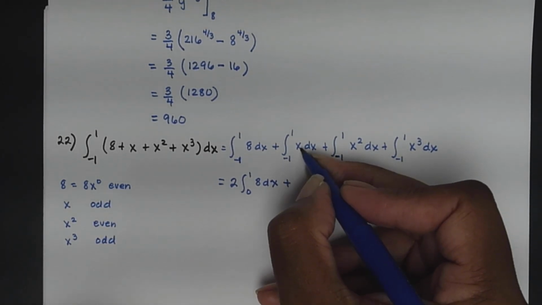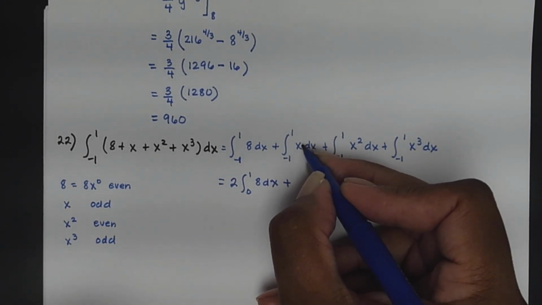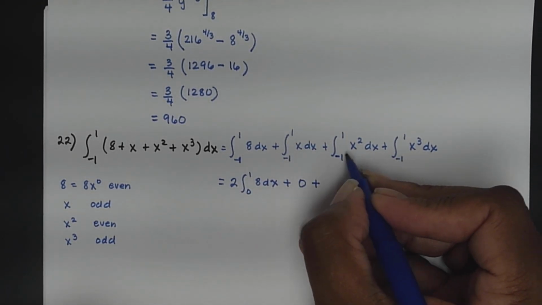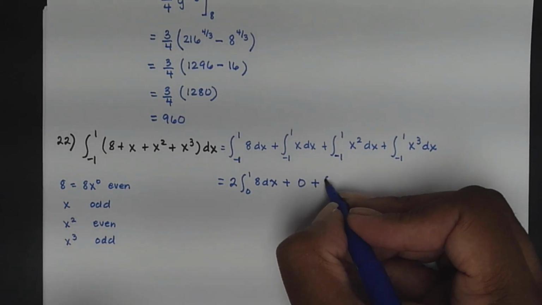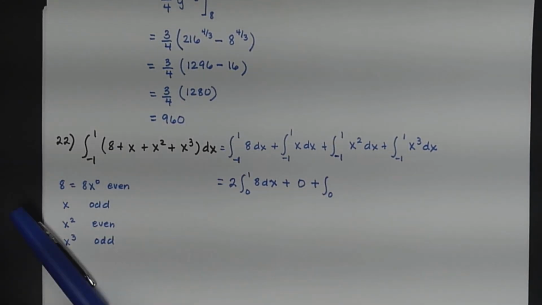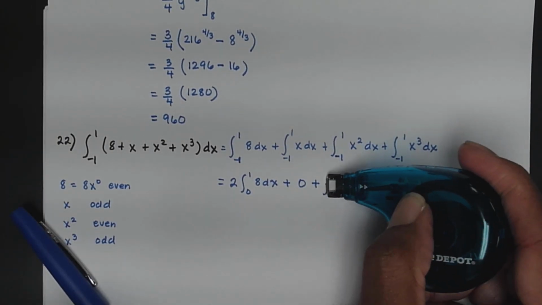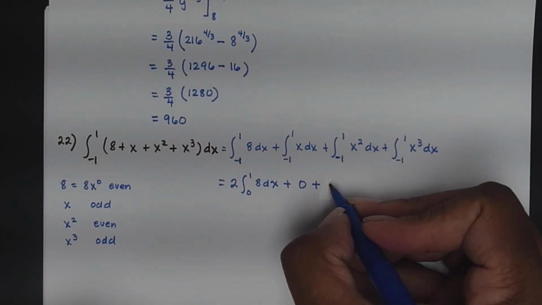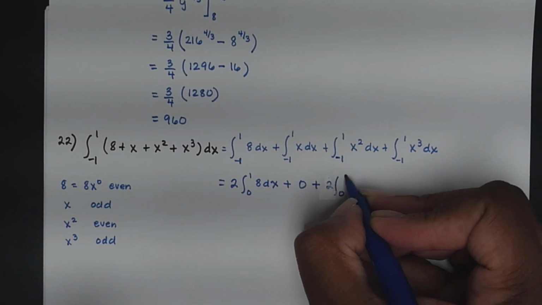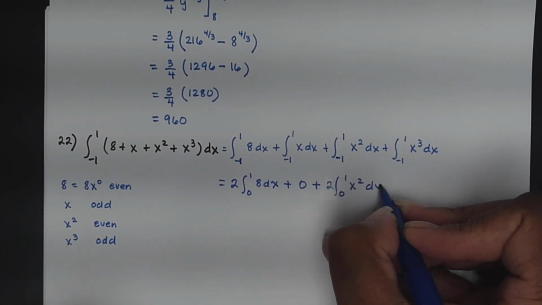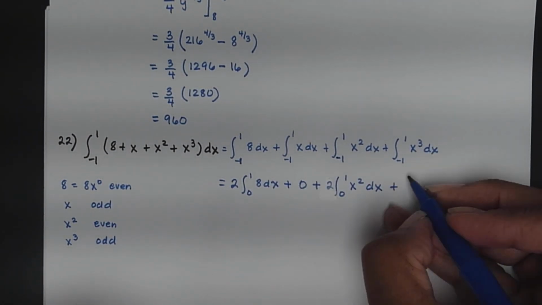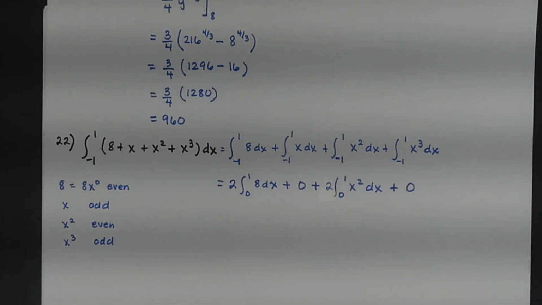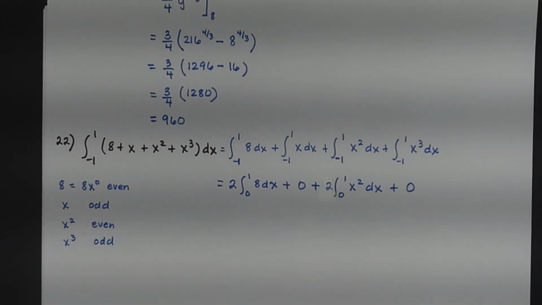Plus, since our exponent on the x is odd, this integral will be 0. Plus this is even right here, so that means the integral from 0, actually 2 times, since it's even, is 2 times the integral from 0 to 1 of x squared dx. This last one has an odd exponent, so that's going to be 0 for that integral. Again, refer to that video for section 5.4.